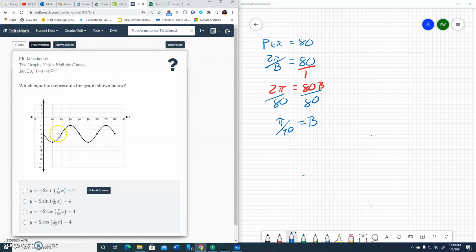All right, so from this graph, I can immediately see I'm starting at the midline and then I went down to the minimum. So I know I'm working with sine and I know the coefficient has to be negative. So here I really don't have to do any more work. This is the only option that I can choose from.